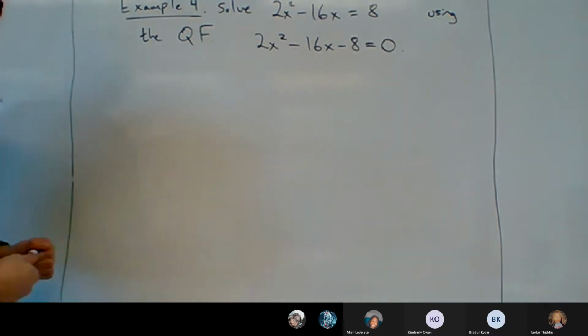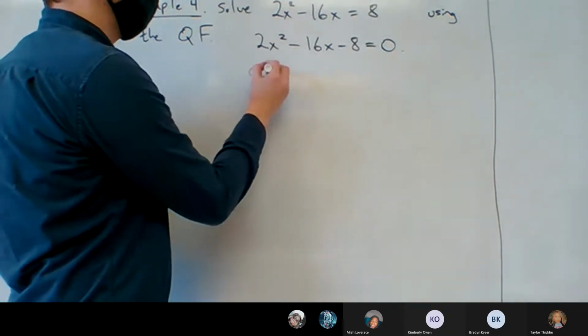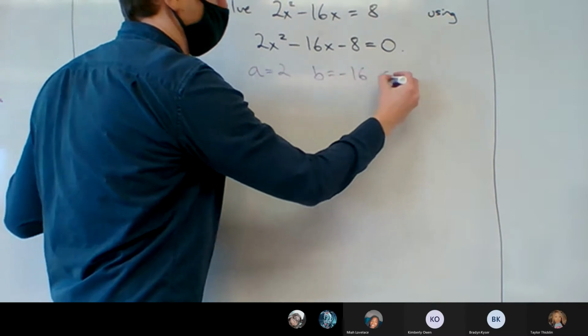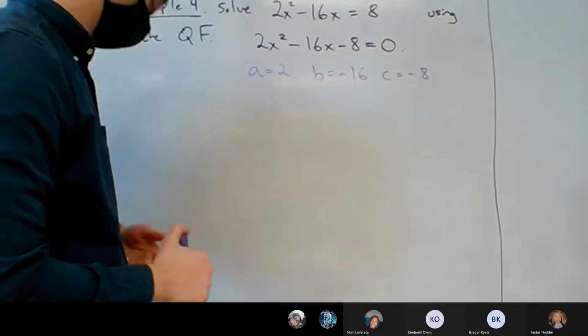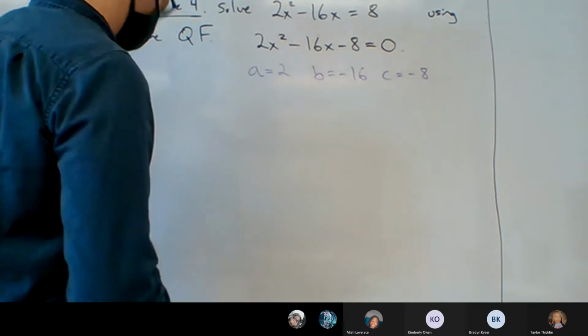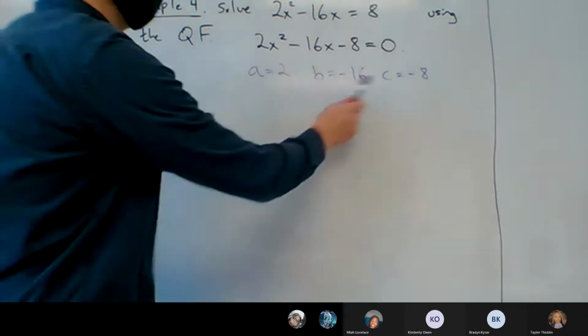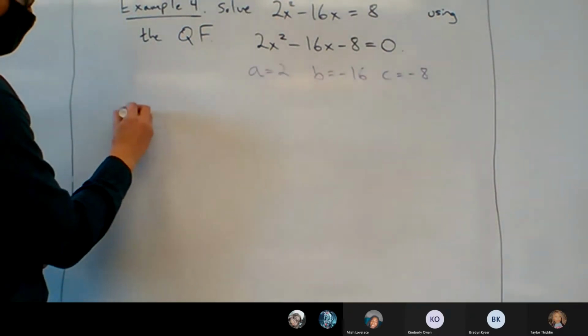That's just one of those things that might happen where you have to adjust the equation before you identify a, b, and c. So a here is 2, b is negative 16, and c is negative 8. Okay, so these are the biggest numbers we've had to deal with yet, and there's more negatives. So let's do it together and see what happens here.